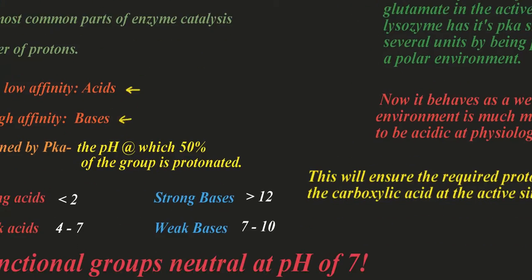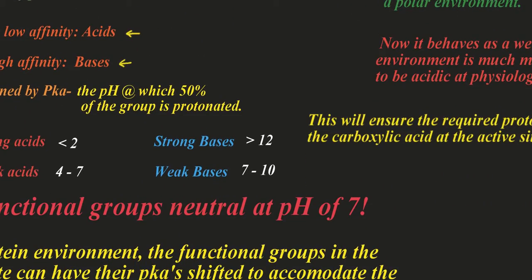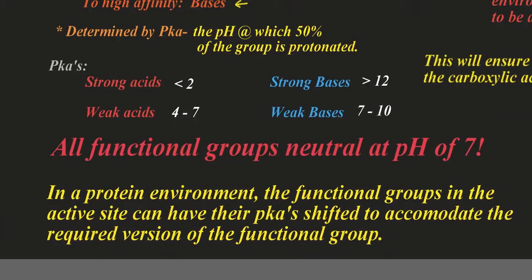So, what happens? Well, what can happen is in a protein environment, you can alter the active site, for instance, to where you have a polar environment and you change the pKa by several units. When you do that, you can change whether or not the functional group is protonated or not, for instance.